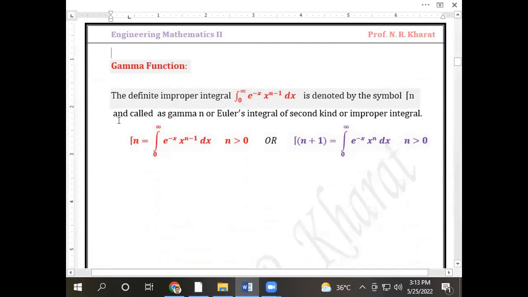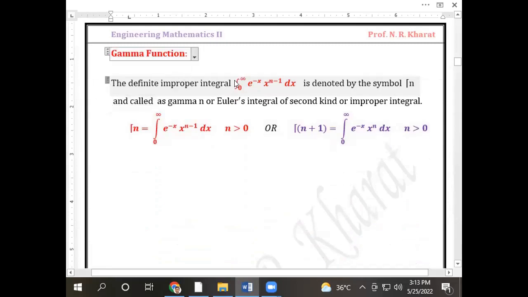A definite improper integral. Here the integration runs from 0 to infinity, e raised to minus x, x raised to n minus 1. I already defined the variable as a parameter. We can find the integration of such a particular term. It is denoted by the symbol gamma of n. This is the symbol of the gamma function, gamma of n, and it is called gamma n, or Euler's integral of the second kind, or simply we say that it is an improper integral.